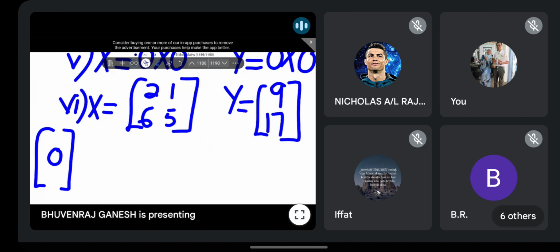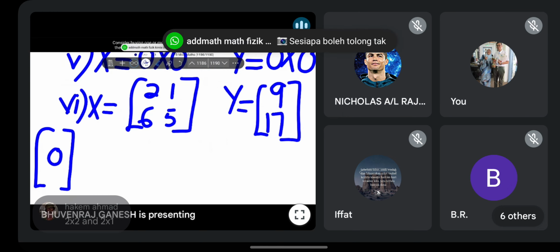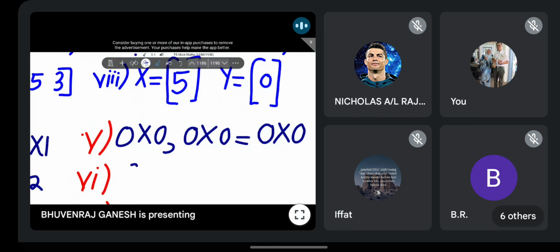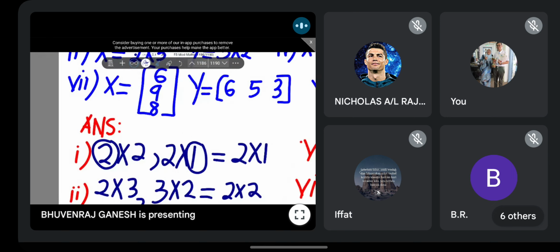Before I tell you the order now, you must tell me what will be your order of the matrix. Okay, very good. 2 times 1 is the final answer. Because the first one is 2 times 2, the second one is 2 times 1. So 2 times 2, 2 times 1. Take the number at the front, multiply by the number at the back. So 2 times 1. Okay, so next one.